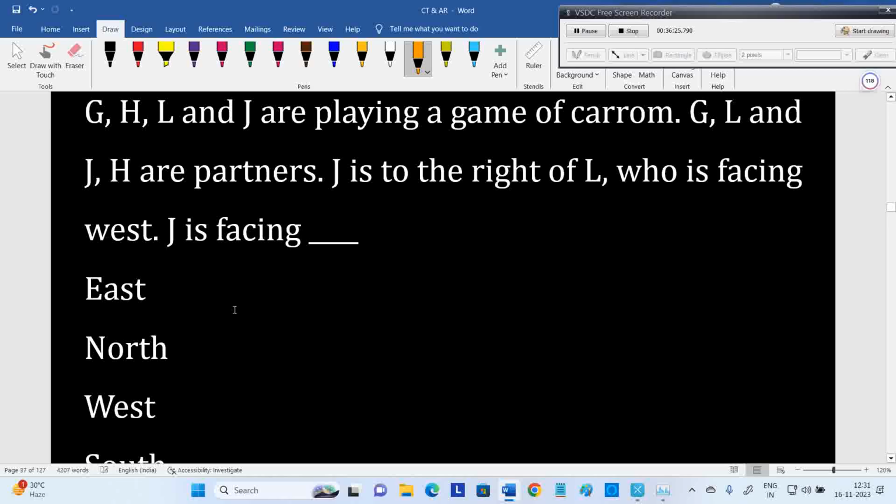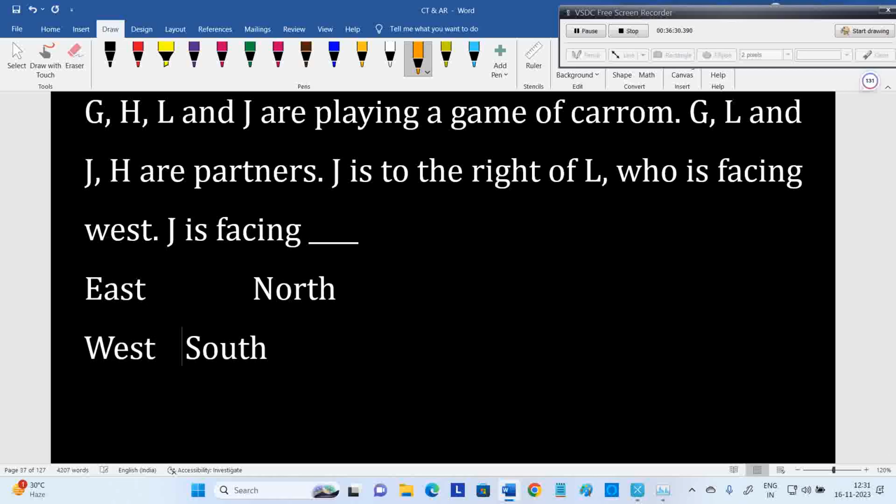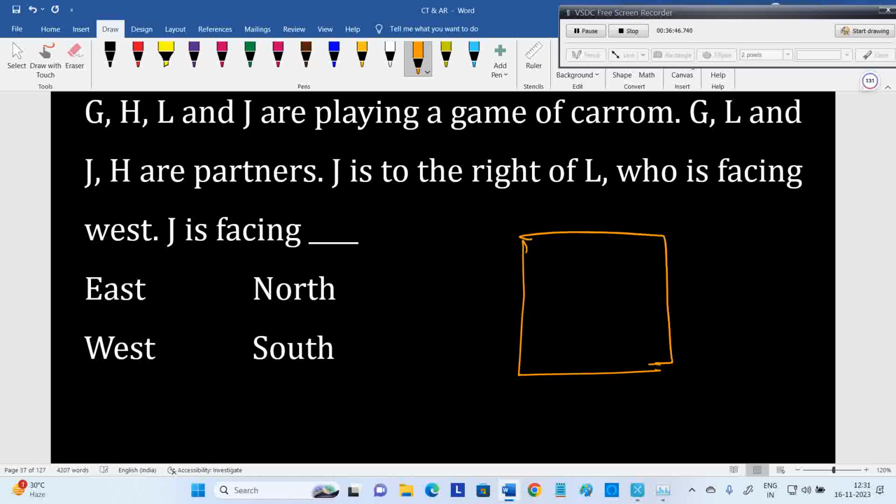Now see this regarding caroms. This is an arrangement question related to carom. See this question. G, H, L and J are playing a game of carom. G and L are partners. J and H are partners. Partners will sit opposite, right? People playing carom are facing towards the center. And they are given G and L are partners, J and H are partners.